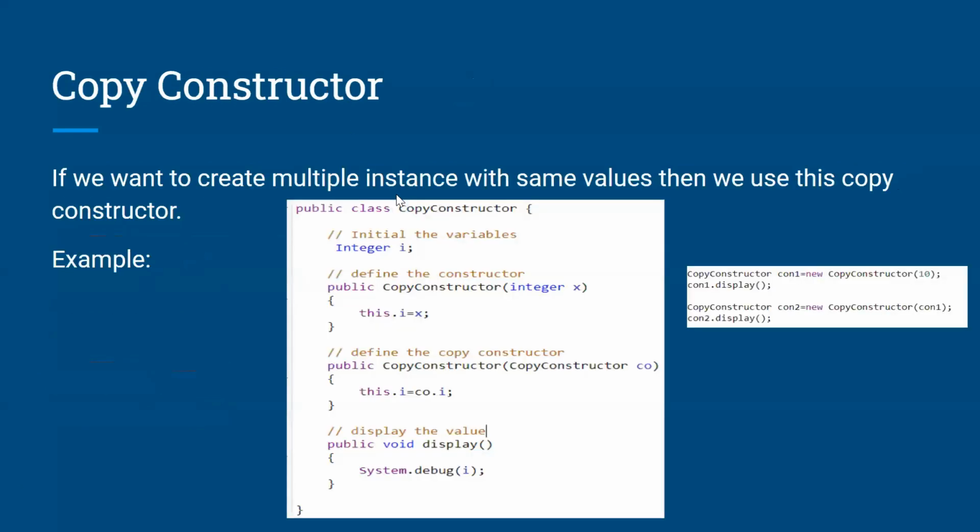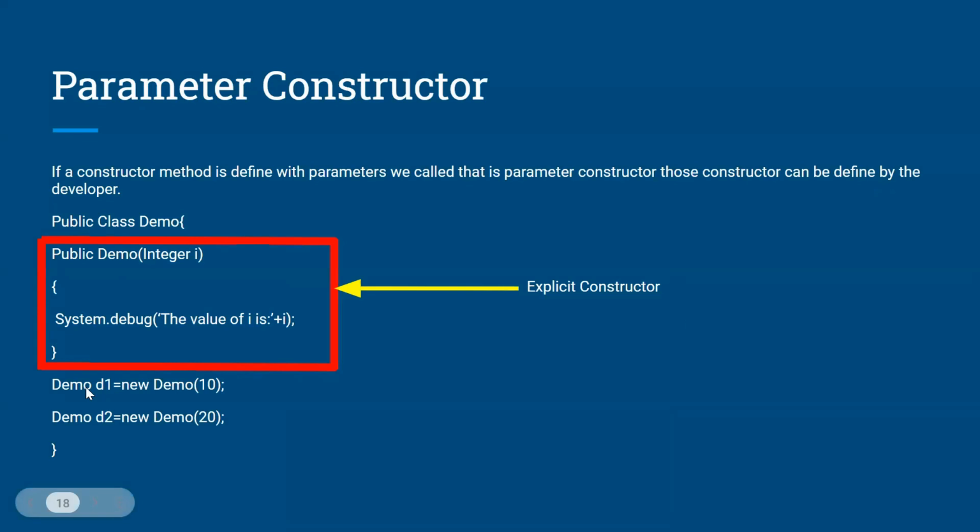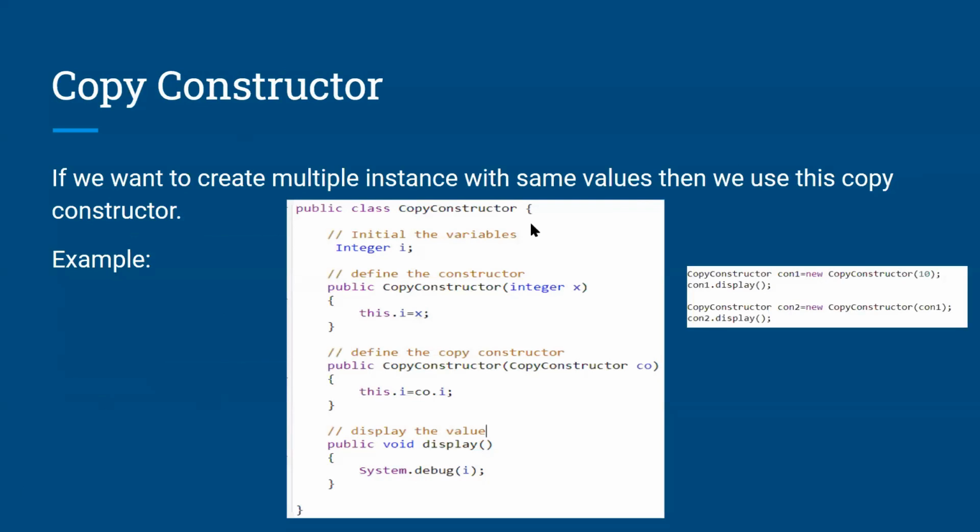Okay, now we have the copy constructor. So what do we mean by the copy constructor? Here, if you want to create multiple instances with the same value, like in the previous example, where we created multiple instances like D1 and D2 with different values. If you want to create multiple instances with the same value, let's say I want to pass only 10. Every time you create n number of instances of that particular class, it prints only 10, because it's a copy constructor. So to create multiple instances with the same value, we can use a copy constructor here.